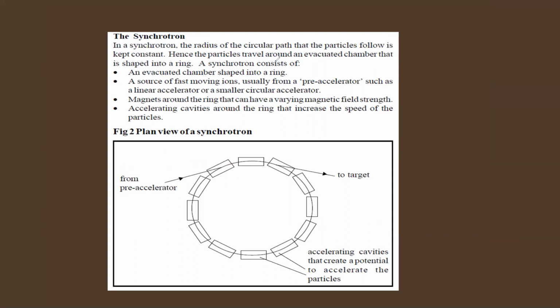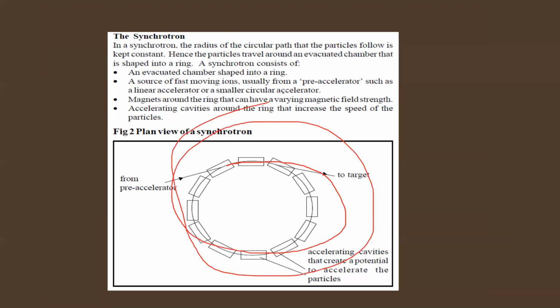And how is it kept constant? The particle travels in an evacuated chamber that has the shape of a ring. So we use a different magnetic field: the strength of the magnetic field in a cyclotron is constant, but in a synchrotron it is not constant. It is a continuously changing variable magnetic field, which causes the path to be the same. Otherwise, if it was constant, as the speed is continuously changing, it would have a spiral path.